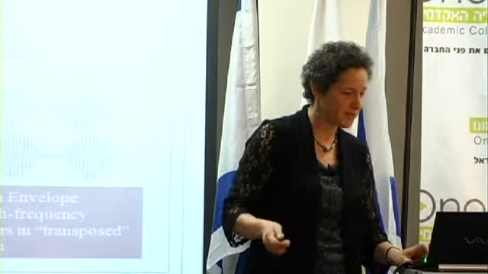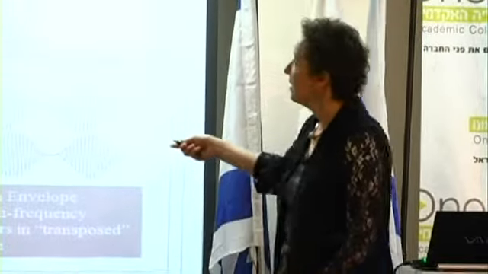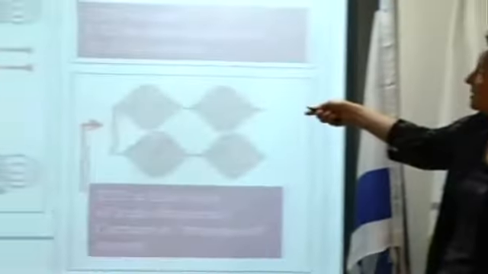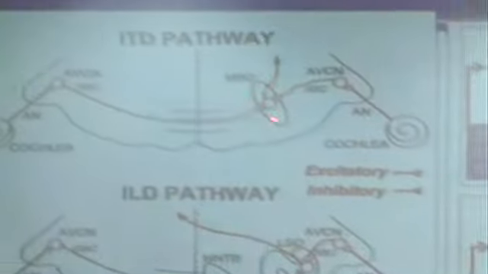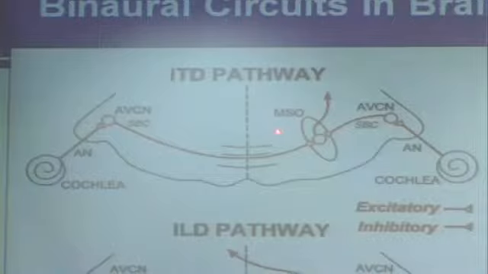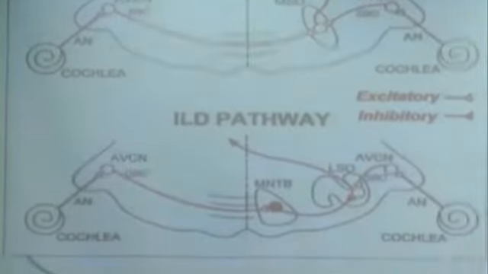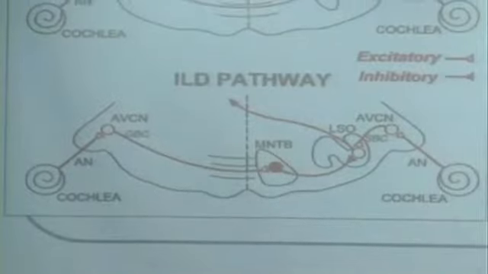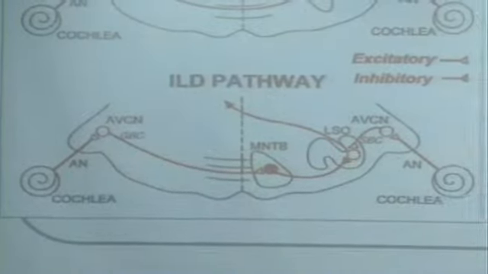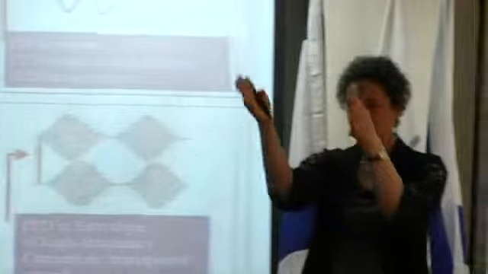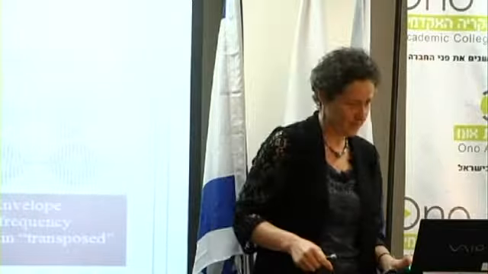I didn't go into the detail, but what you have going into the MSO are excitatory inputs, but you also have inhibitory inputs coming from the other side. And the brain is comparing excitation and inhibition, which is what makes the tuning sharp. Does that help? Yeah, good.